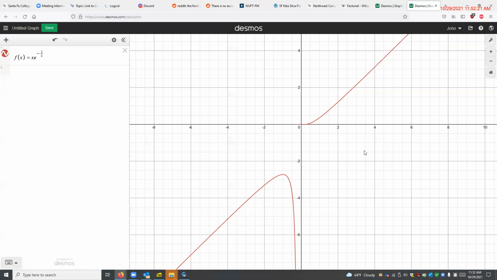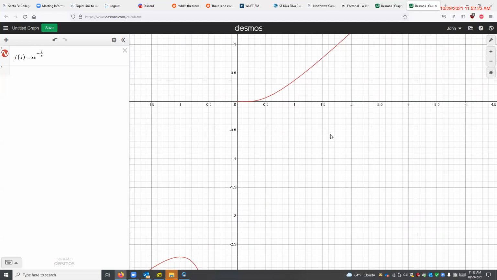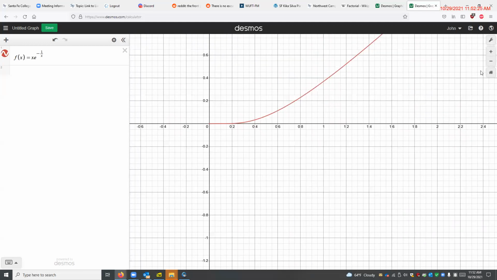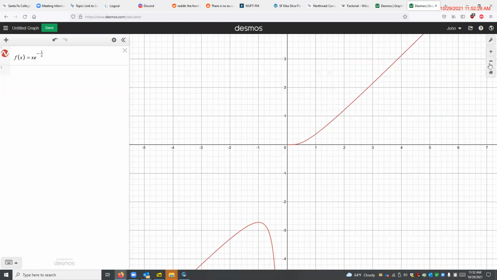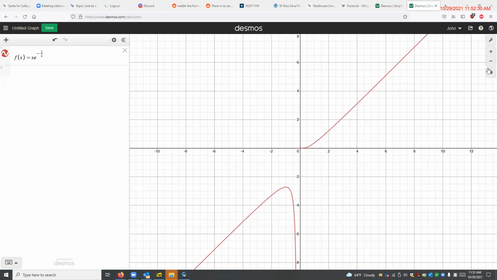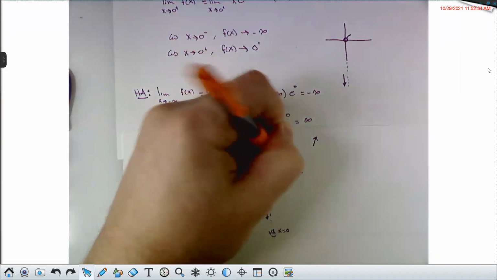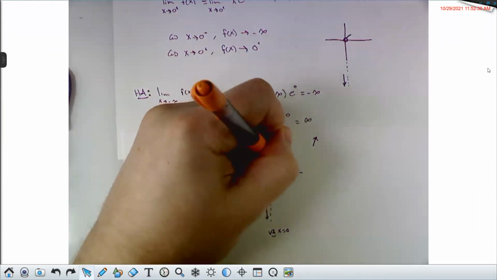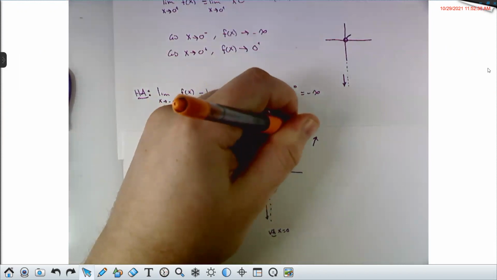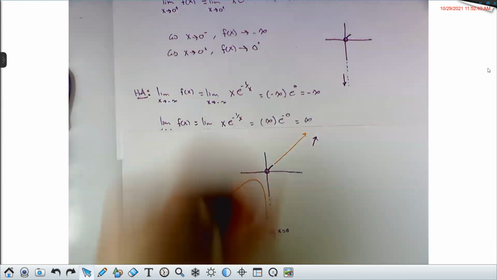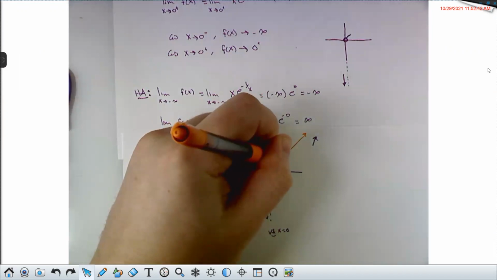Are we ever decreasing in here? It doesn't look like it. No, just blowing up. Something like this. More or less. I guess it's a little bit closer to like this.